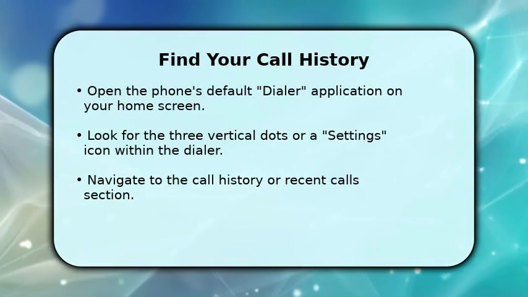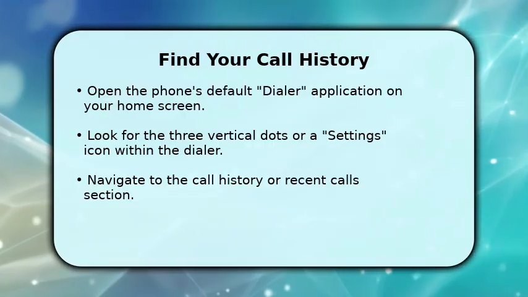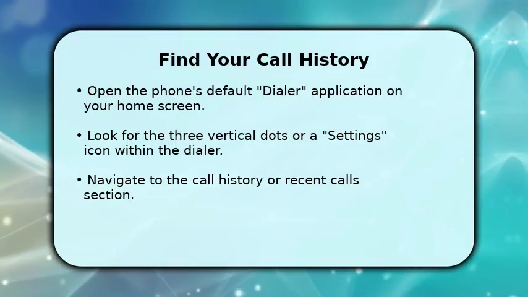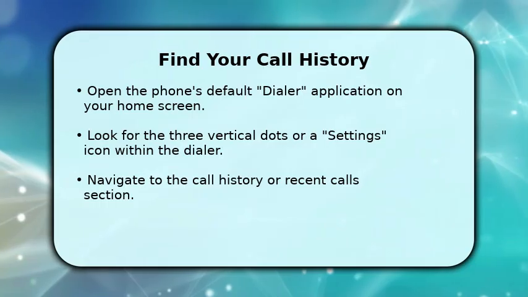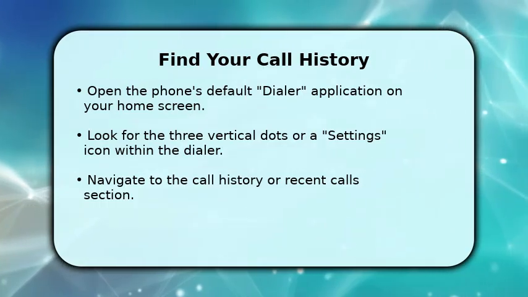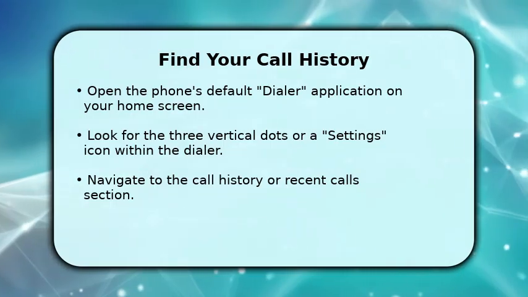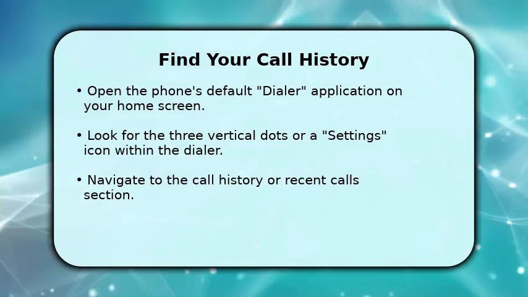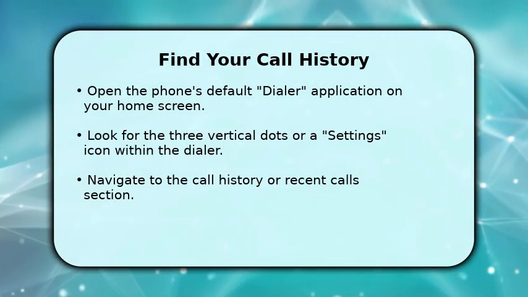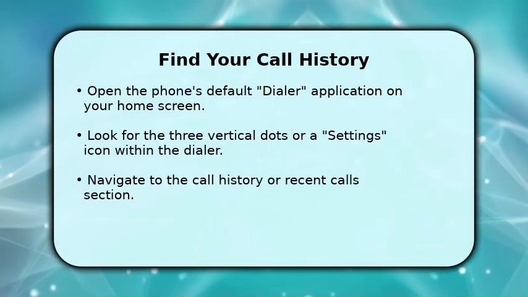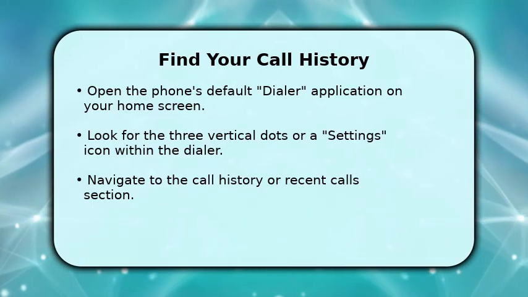First, locate and open the phone's default dialer application. This is the app you use to make and receive calls. Once inside, you'll want to find the menu options. These are often represented by 3 vertical dots or sometimes a gear-shaped settings icon. Tap on this to reveal further options, which will lead us to your call history.